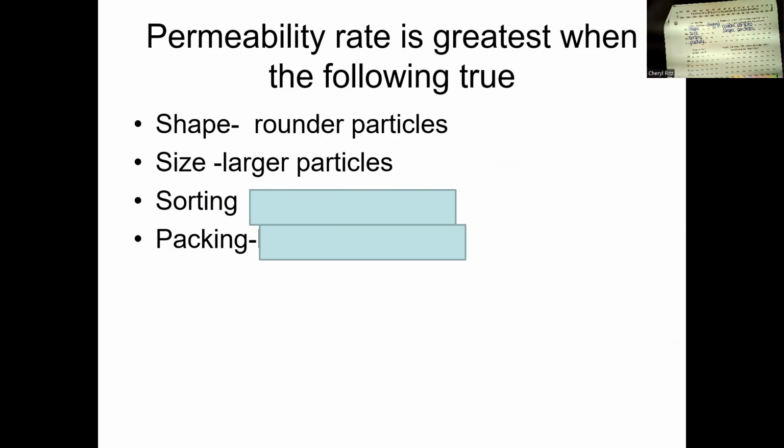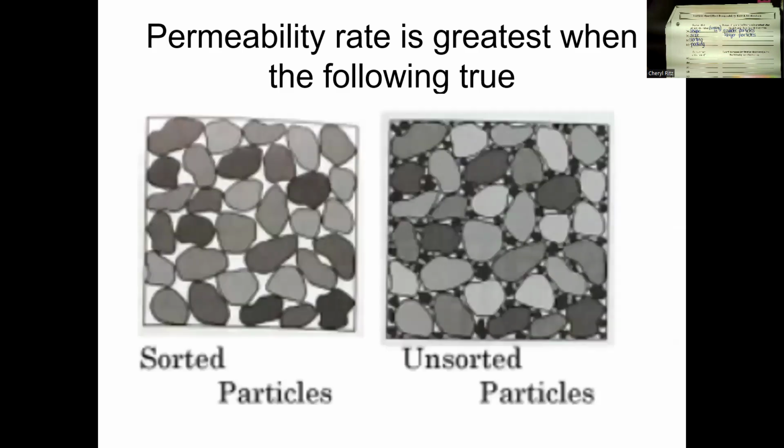What do I mean by sorting? What's sorted versus unsorted if we think of different kinds of parts? Could be by size, could be by shape. But for example, these are all sorted. They're all about the same size. They're all about the same shape. Here's unsorted. Which one is water going to be able to go through faster?